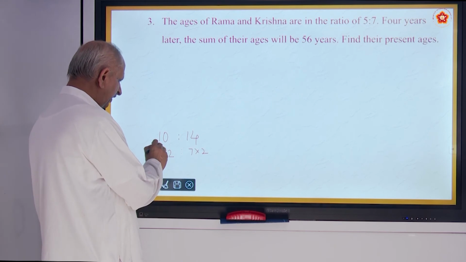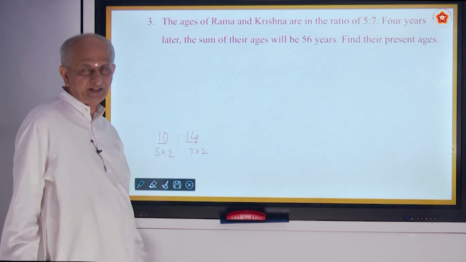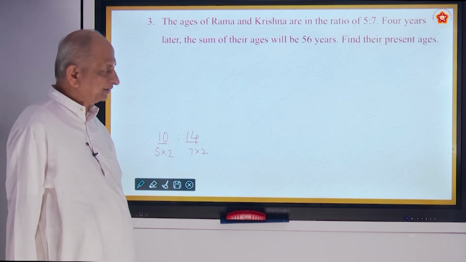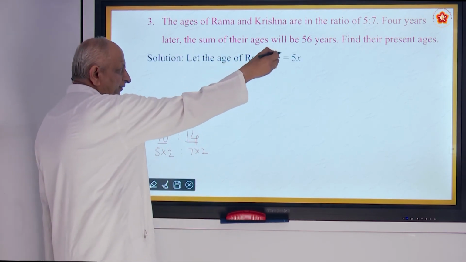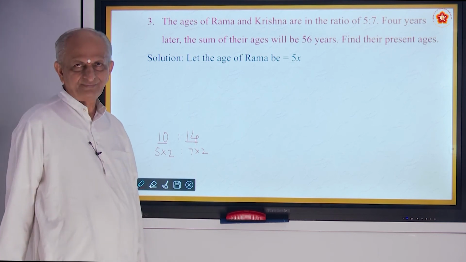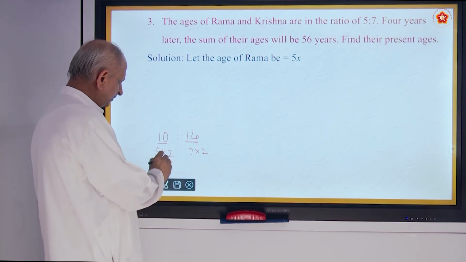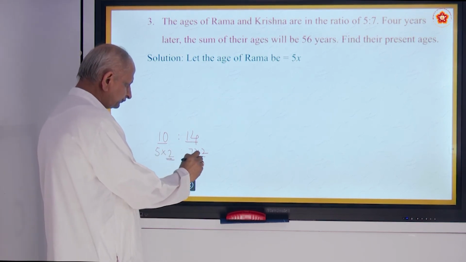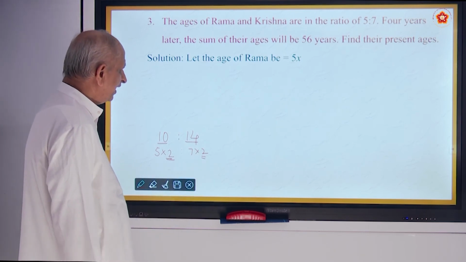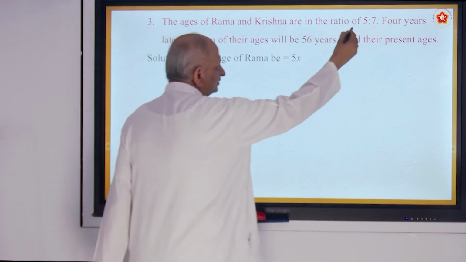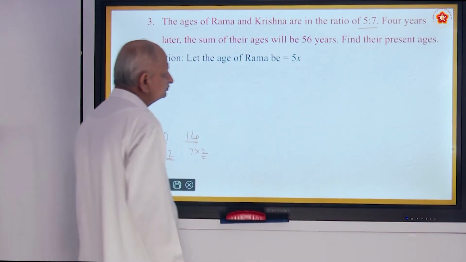So this age is not known; it may be any age like that. Therefore let us take it like this: let the age of Rama be 5x. What is that x? x is one factor, like 2, because we do not know exactly what it is. And how to get 5x? This ratio you must know.